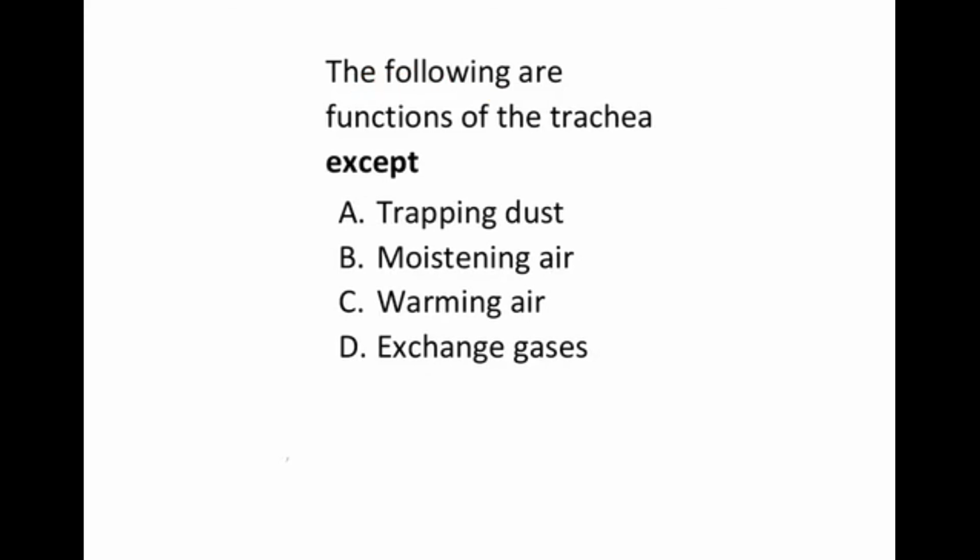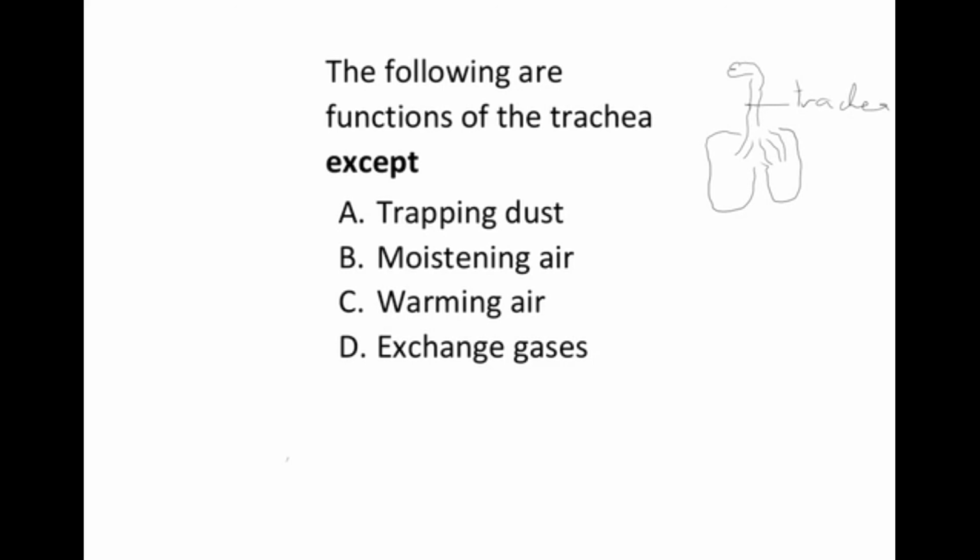The following are functions of the trachea except. The key word there is function of trachea except. So the trachea is one of the parts of the breathing system, whereby we have said we have the nose. From the nose we have that tube there, which is the one we call the trachea or the windpipe. Then we have the lungs there. So this is the part we call trachea.